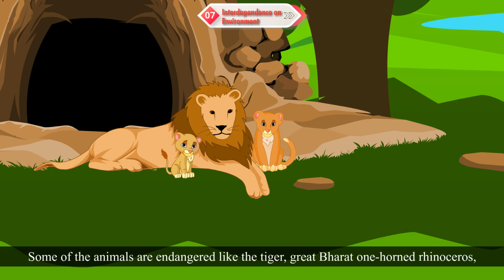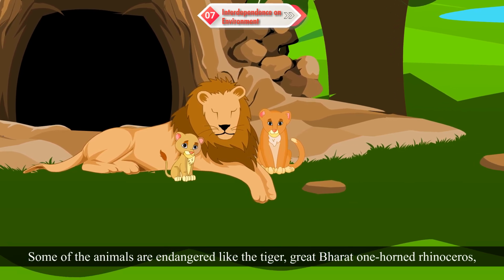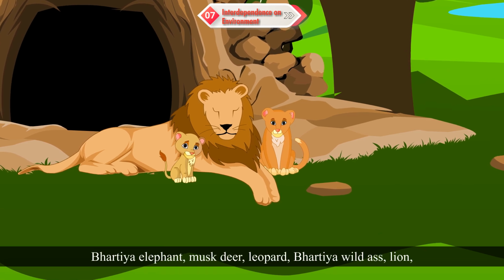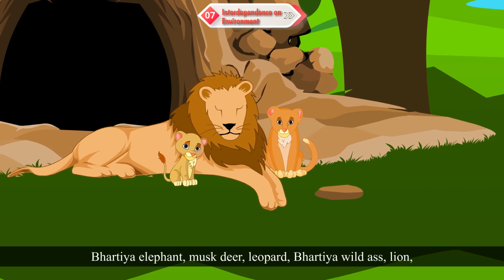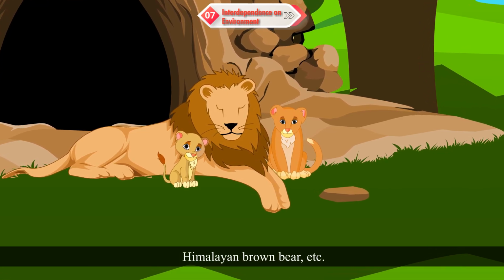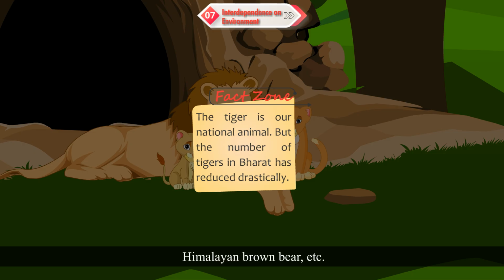Some of the animals that are endangered are the tiger, great Bharatiya one-horned rhinoceros, Bharatiya elephant, musk deer, leopard, Bharatiya wild ass, lion, Himalayan brown bear, etc. Fact zone. The tiger is our national animal, but the number of tigers in Bharat has reduced drastically.